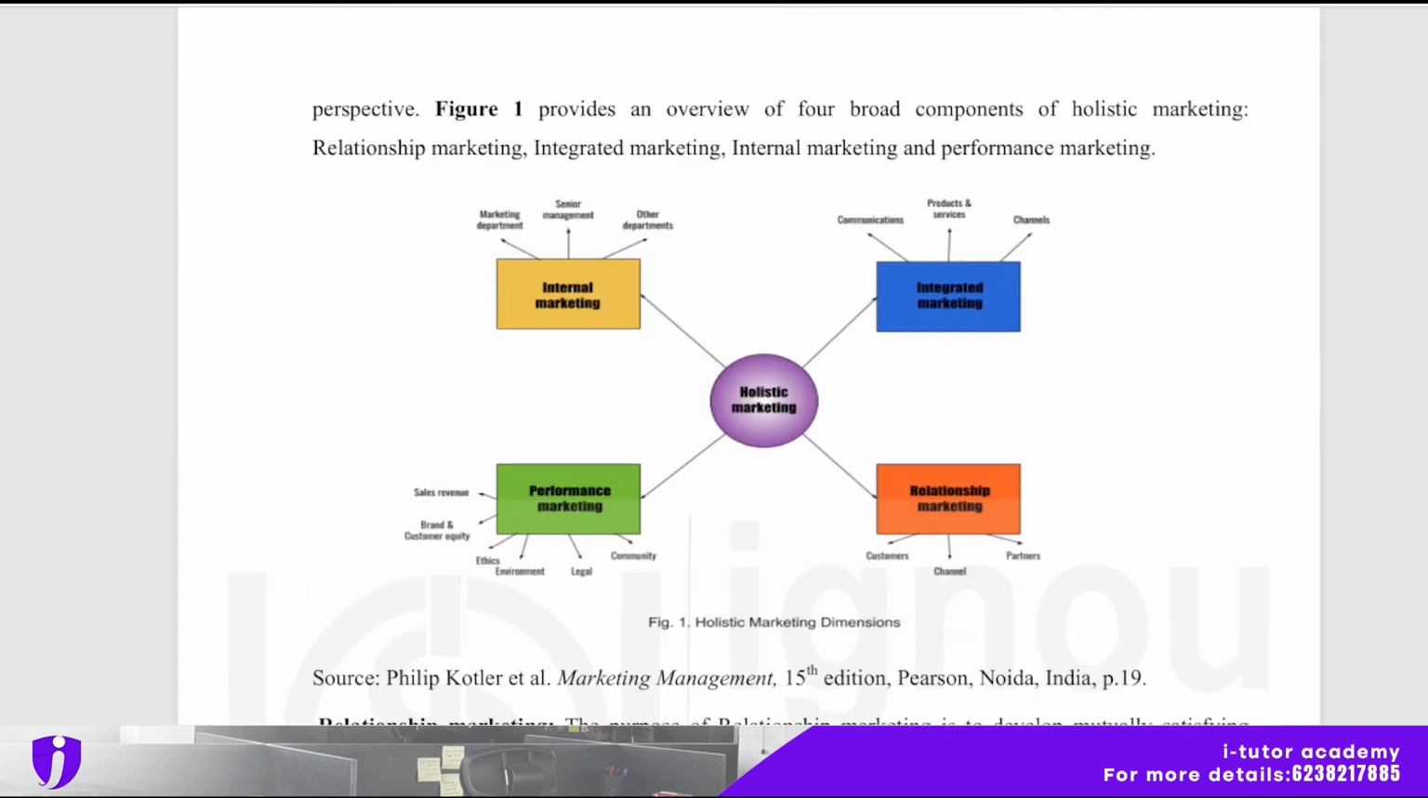So here is one figure, holistic marketing dimensions. There is internal marketing: marketing department, senior management, other departments. And integrated marketing: communication, product and services, channels. Next is relationship marketing: customer, channel, partners. And performance marketing: that is sales, revenue, brand and customer equity, ethics, environment, legal, community, etc.